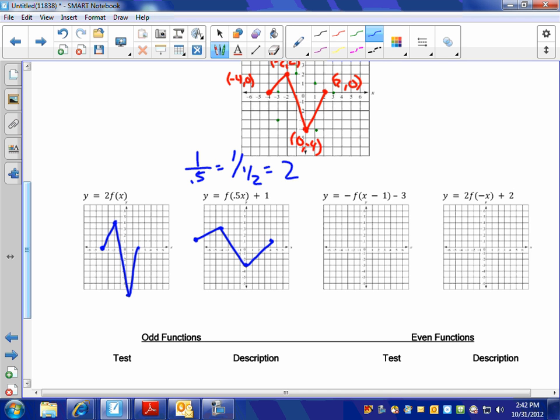So I'm going to perform it in this order. I start on the inside and work my way out. First, I go right 1. Then the negative flips it over the x-axis. Then I subtract 3, moving down 3 units. Let's try it. Negative 4, 0. I move it right 1 to negative 3, 0. I flip it over the x-axis. It's still negative 3, 0. And then I subtract 3. It becomes negative 3, negative 3.